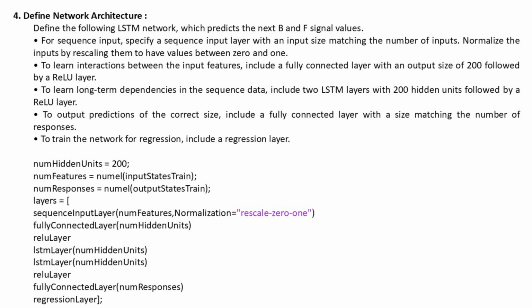For sequence input, specify a sequence input layer with an input size matching the number of inputs. Normalize the inputs by rescaling them to have values between 0 and 1. To learn interactions between the input features, include a fully connected layer with an output size of 200 followed by a ReLU layer. To learn long-term dependencies in the sequence data, include 2 LSTM layers with 200 hidden units followed by a ReLU layer. To output predictions of the correct size, include a fully connected layer with a size matching the number of responses. To train the network for regression, include a regression layer, and the code is as shown here.